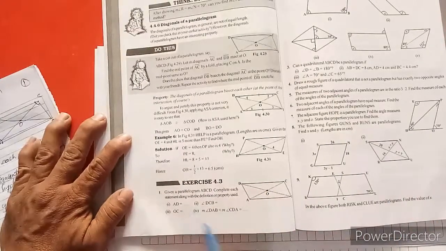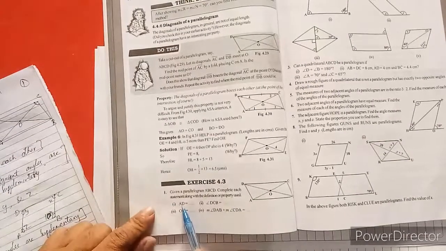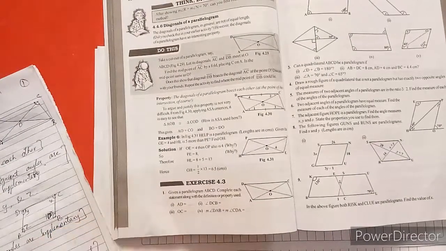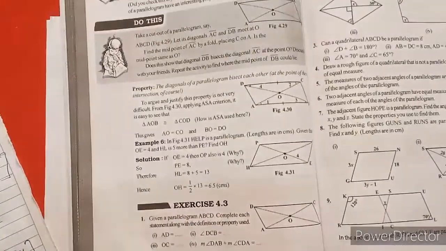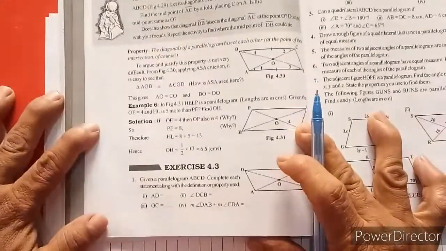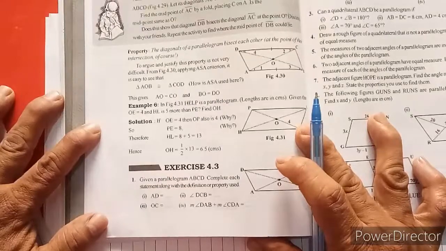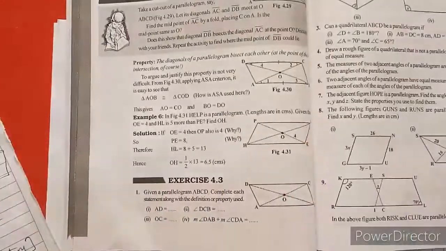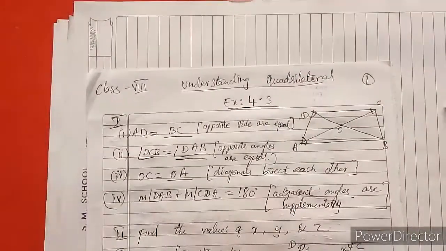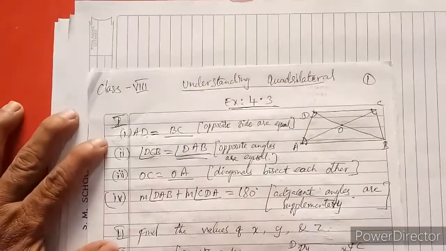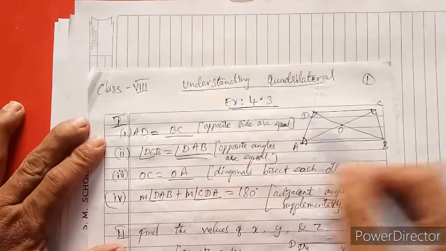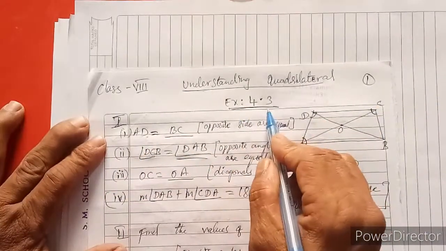Let us study here. The first question is given AD and angle DCB. What is given? OC, and angle DAB plus angle CDA. That is given, right? I have done the solution itself, so I have solved it here. This is for class 8, understanding quadrilaterals, part 3, exercise 4.3.